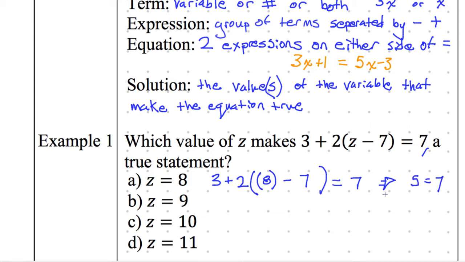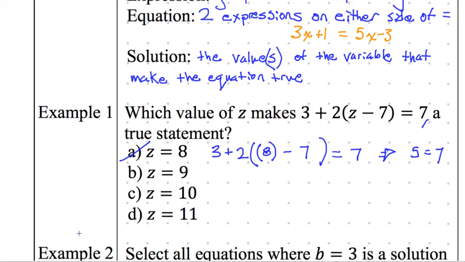That's not a true statement. A true statement is the left-hand side equal to the right-hand side. So we can immediately say, nope, wasn't A. Try it again. Let's go ahead and write out the math for B. I'm rewriting the same equation, but instead of an 8, I'm going to put in a 9. So 3 plus 2 times the quantity of, substituting in the 9, don't forget your double parentheses, minus 7, quantity is equal to 7.